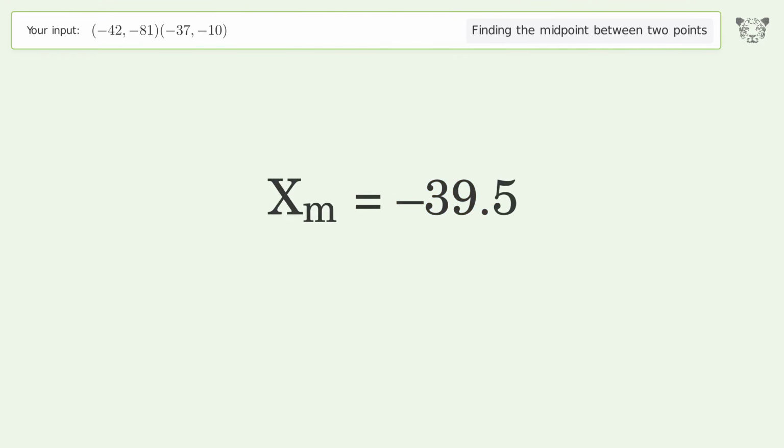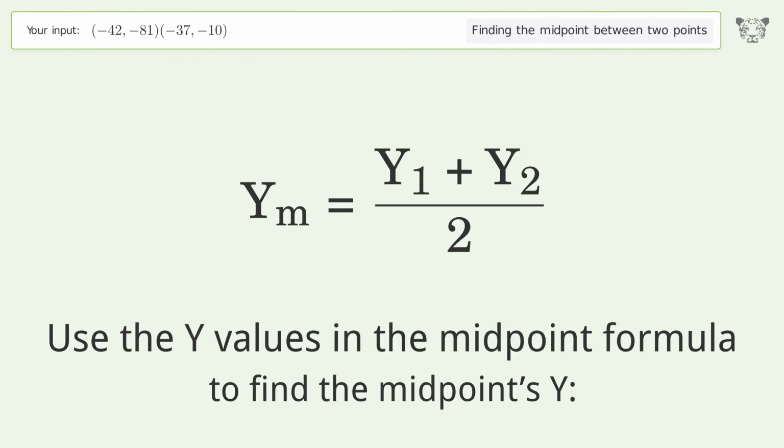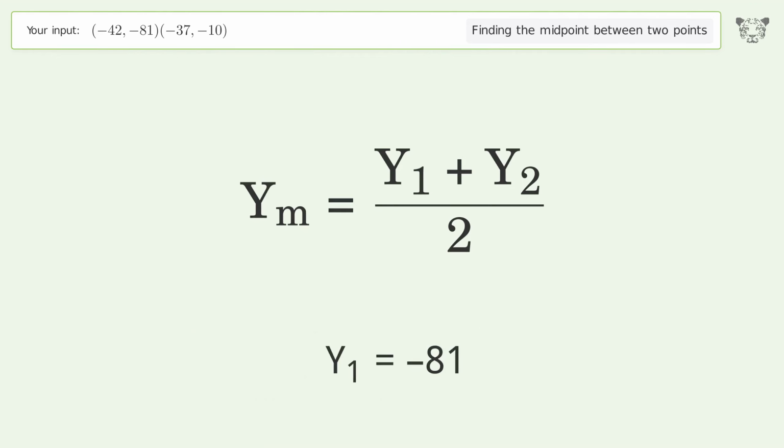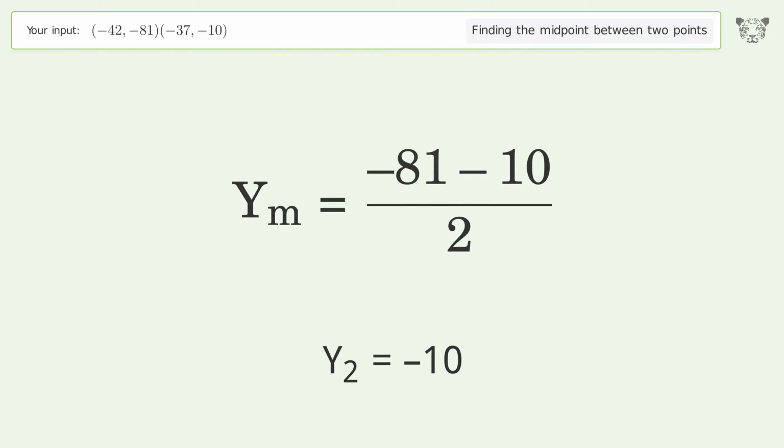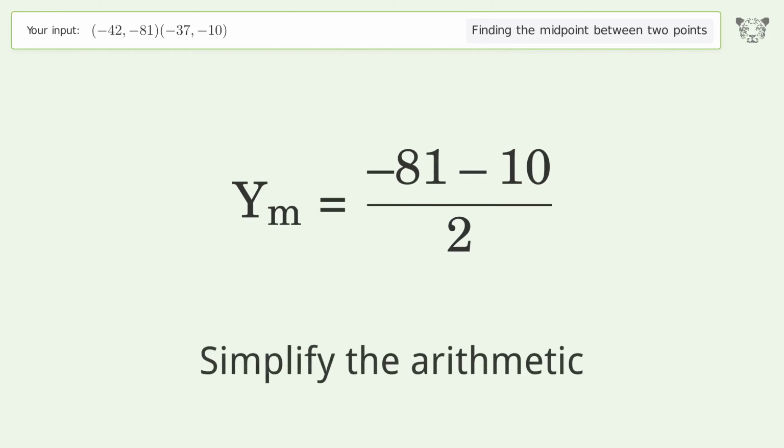Use the y values in the midpoint formula to find the midpoints y. y1 equals -81. y2 equals -10. Simplify the arithmetic.